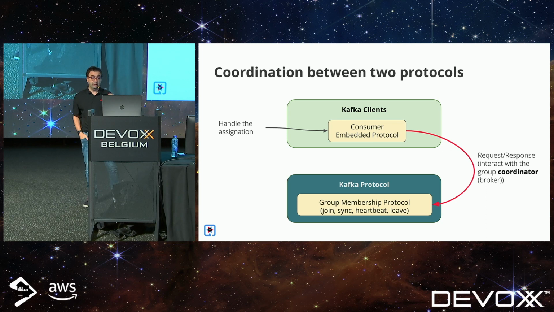And the Kafka protocol itself has a group membership protocol with a set of commands or messages: join, sync, heartbeat, leave, and so on. It's all request-response based. Because it's request-response, there is a timeout every time. If I send a request and I don't get an ack or response within an acceptable limit, it will consider that the protocol failed or something like this.